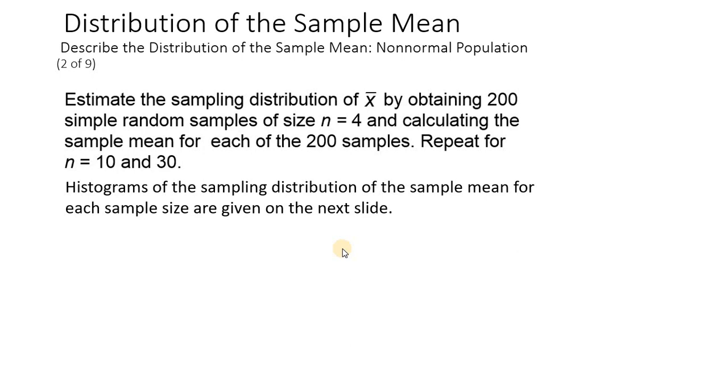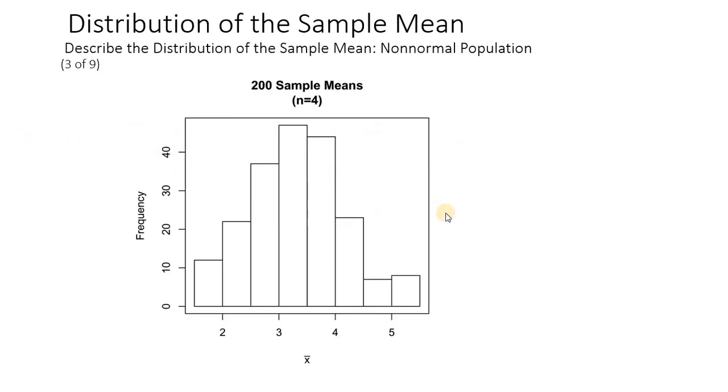So the next few slides are going to show the histogram that we created from sample 4, sample 10, and sample 30. So here is the histogram that was created for sample means from samples of size 4. And as you can see, it is approximately normally distributed, but it's not exactly normally distributed.